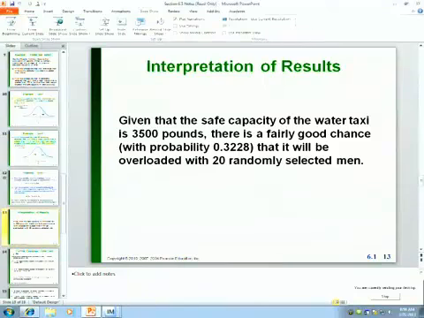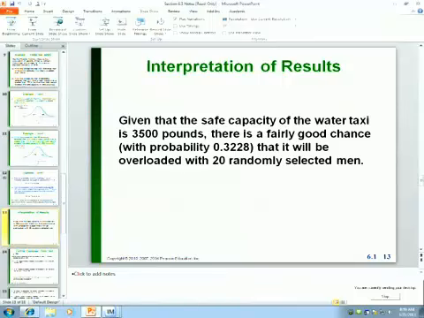Remember, the safe load of the water taxi was calculated 44 years before the sinking occurred, and the assumption was that the average man weighed 172 pounds. Well, if you let 20 guys on the boat at a time, there's about a 32% chance, or about 1 out of 3 times, the taxi would be overloaded.